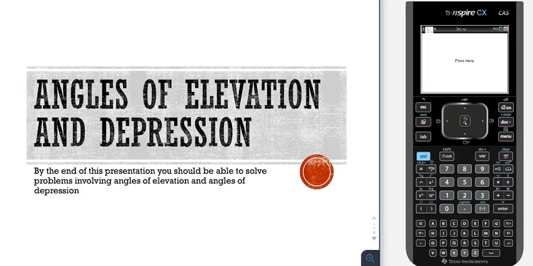Angles of elevation and depression. By the end of this presentation, you should be able to solve problems involving angles of elevation and angles of depression. Angles of elevation and depression are just ways to describe where an angle exists within a problem, basically.